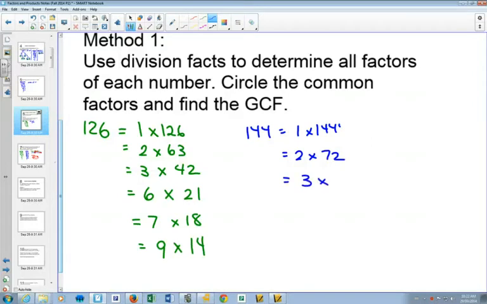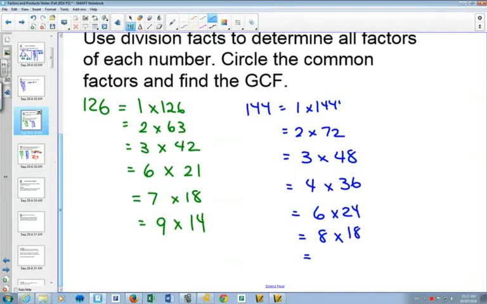3 times 48, thank you. Yes, 3 times 48. It's going to be 4 times 36. Can't multiply it by 5. It is 6 times 24. Can't multiply it by 7. It is 8 times 18. Nine times 16. Can't multiply it by 10. Can't multiply it by 11. And then 12 times 12.